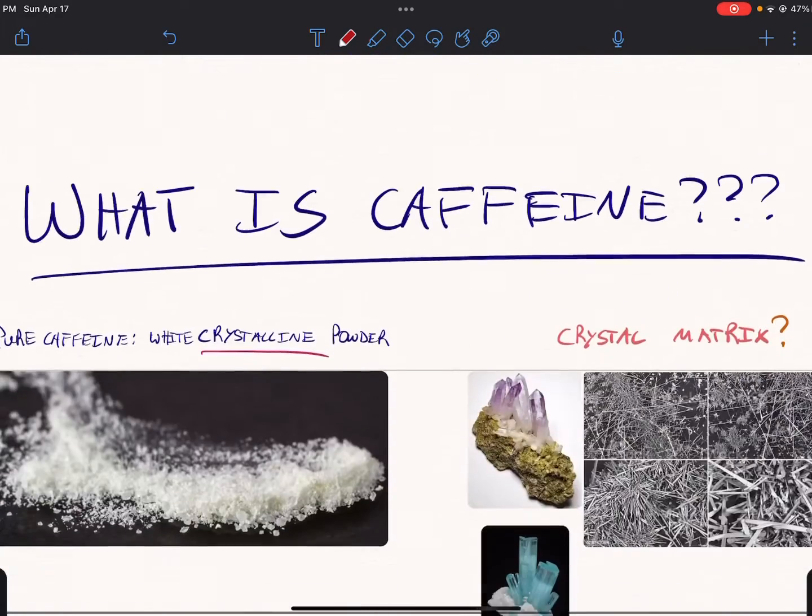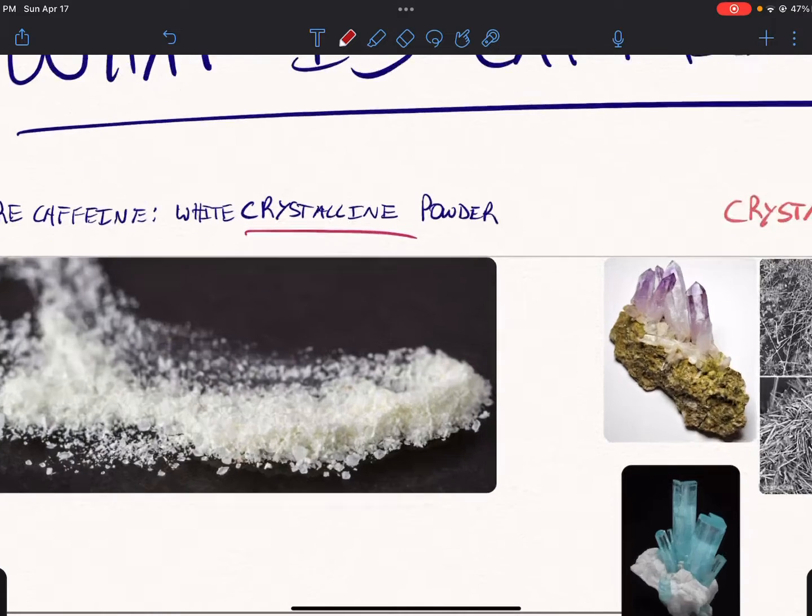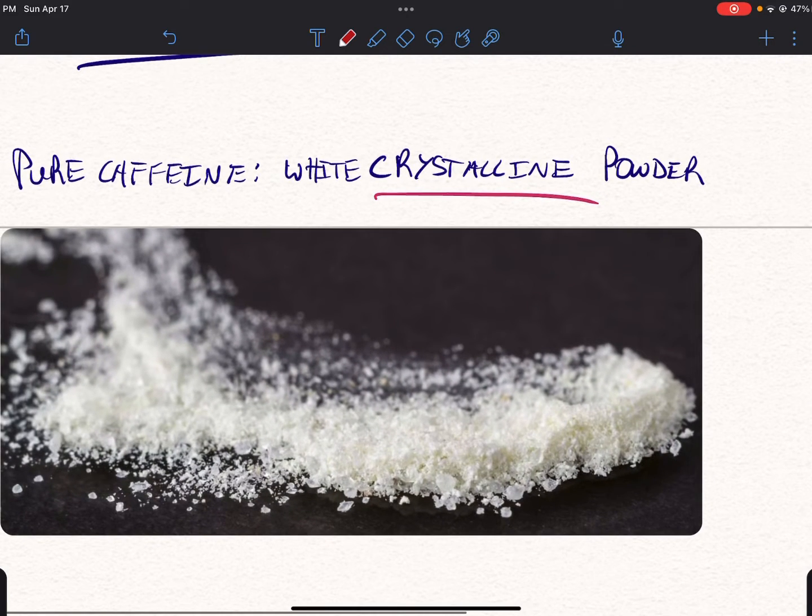So let's continue. Caffeine. So what is caffeine? In its physical state, in its purest form, it is a white crystalline powder. You can think of it similar to salt or sugar, except it's more fine and less uniform. So when I mean crystalline, what do I mean?